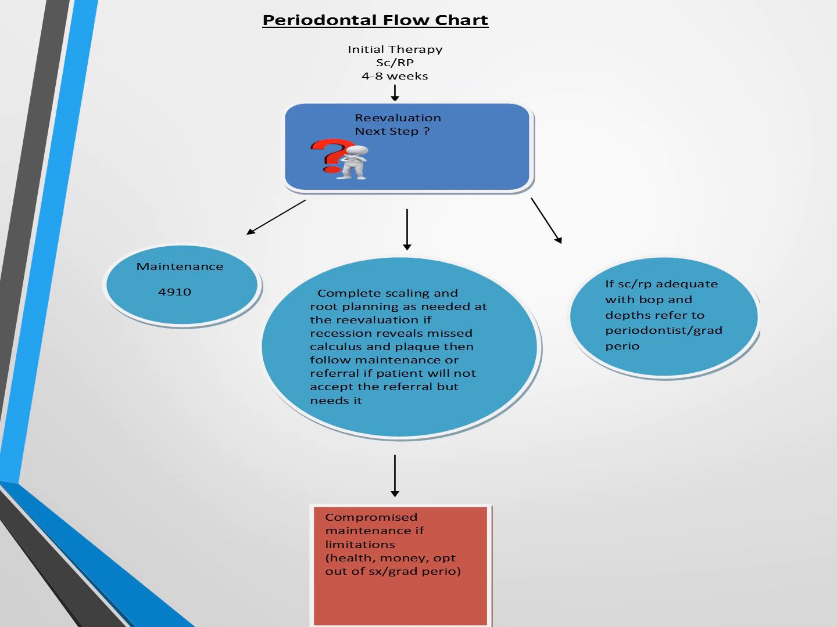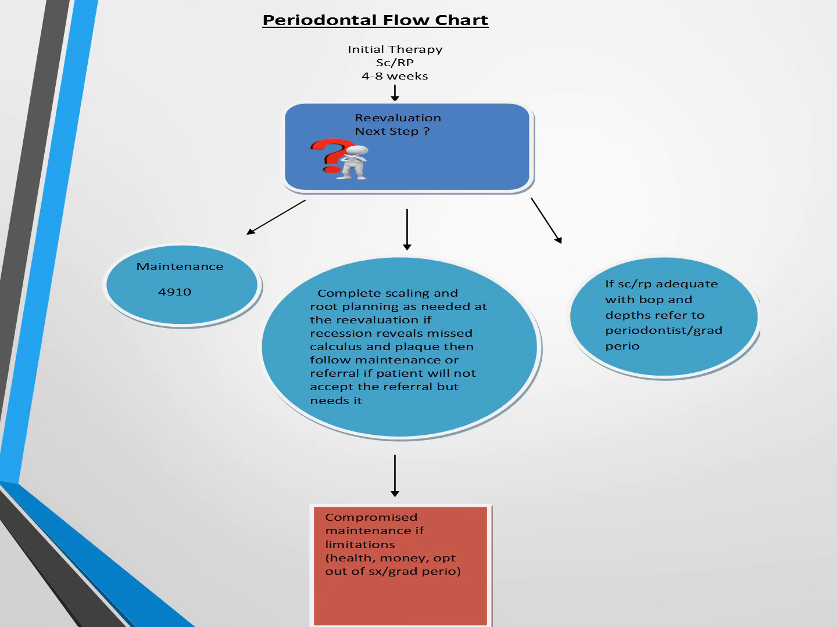Another key thing that I want to indicate to you, and hopefully you'll remember, is that if you scale and root plane 2 quads in January and the patient disappears and you scale and root plane those other 2 quads in February, you're going to debride that entire dentition at your last appointment so that when you bring that reevaluation forward, you're on the proper timeline for those 4 to 8 weeks. So let's go back to the chart.